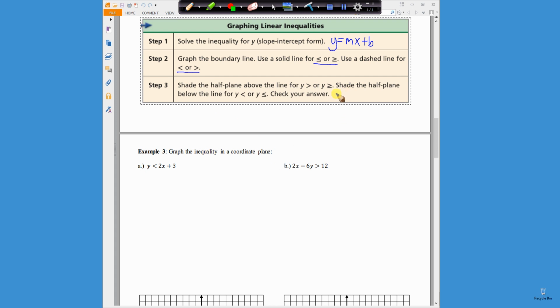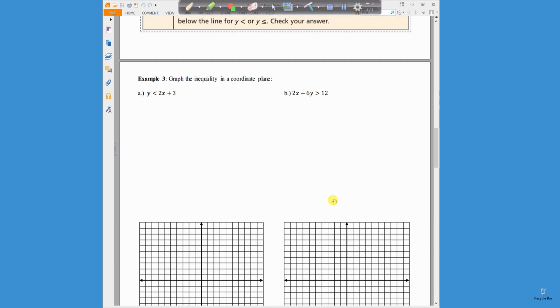This lays it out very well here. Shade the half plane above the line for y is greater than or equal. Shade the half plane below the line for y is less than or equal. So that's the way I approach this. I think this is very, very simple and logical. Once you've put it in slope-intercept form, you've graphed your boundary line, then shading becomes very easy if you have it in slope-intercept form. Greater than means shade above, less than means shade below. So let's try that.